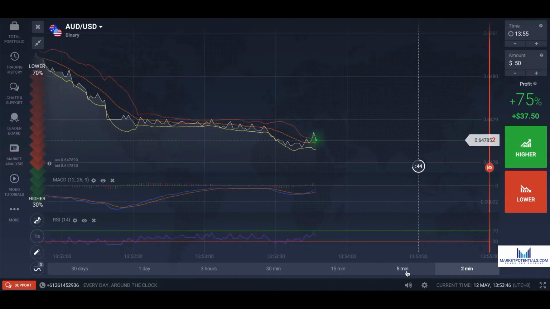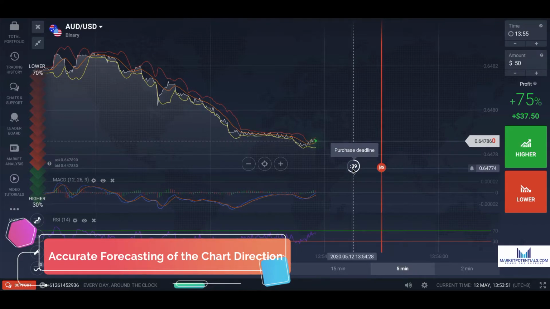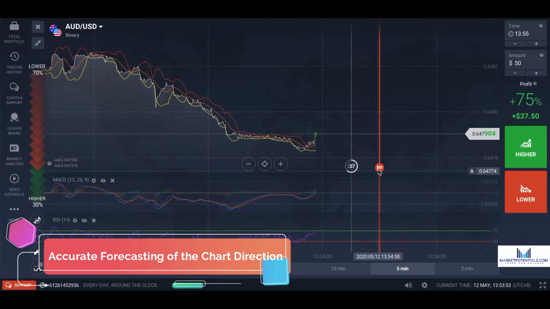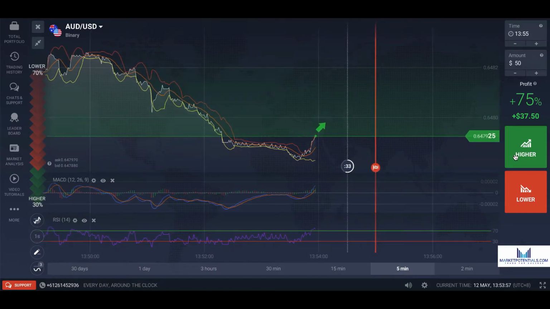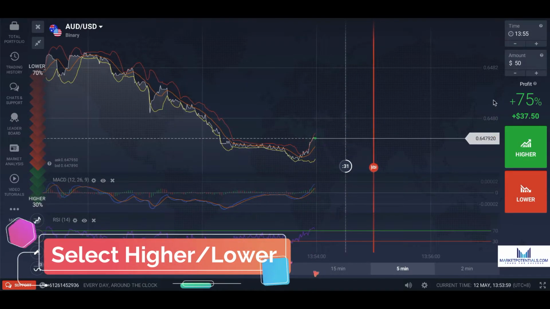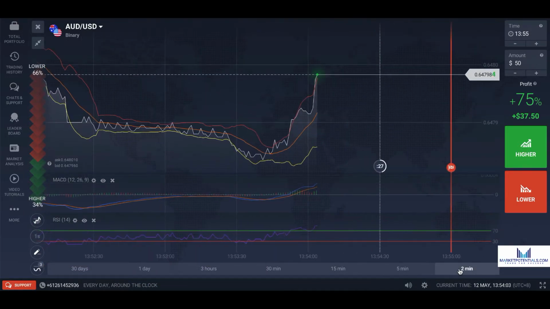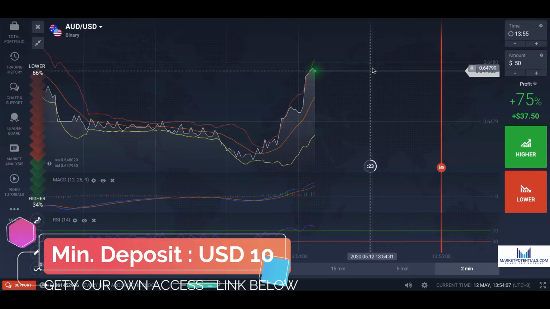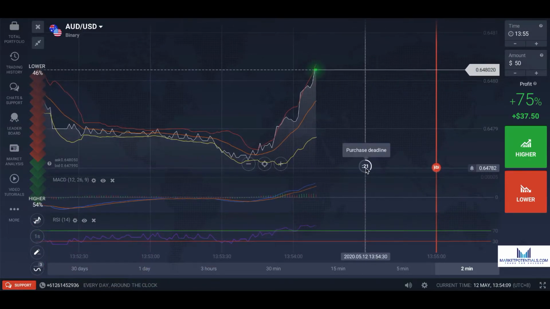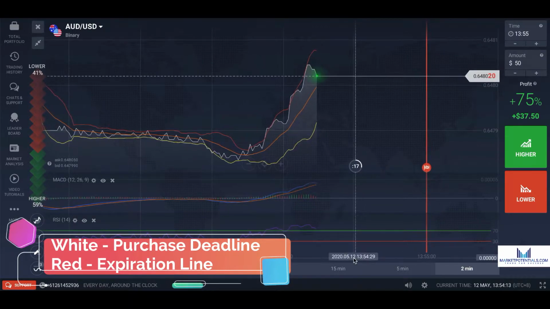Now, in binary option trade, your success as a trader depends on forecasting the direction of the trade between this white line to the red line here. And all you got to do is either select higher or lower after you select an amount that you want to invest in, and just click on this button here. So basically, like I said, you're forecasting the direction of the trade between this line to this line. This is the purchase deadline. This is the expiration line. And the time interval is exactly 30 seconds.